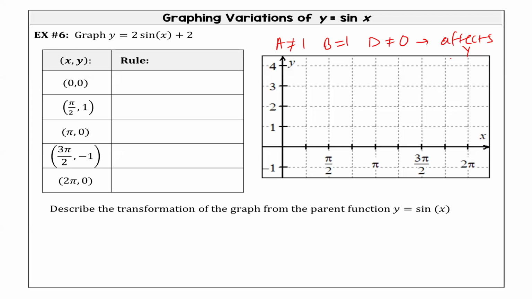D has a special line. It's actually called your midline. So your D value equals your midline. It's now the middle of your period.